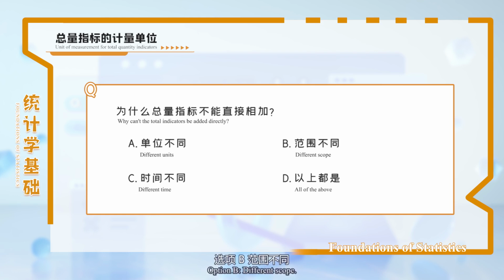Option B, different scope. If the statistical scopes of the 2 indicators are inconsistent, such as adding the number of students in a college and the number of employees in a company, they cannot be added directly. This is also a valid reason. Option C, different time. For example, you cannot directly add the inventory at the end of January and the inventory at the end of February, because they are point-in-time indicators at different moments, and direct addition will lead to double counting. This is also a valid reason. Since A, B and C are all correct reasons, the correct answer is D, all of the above.